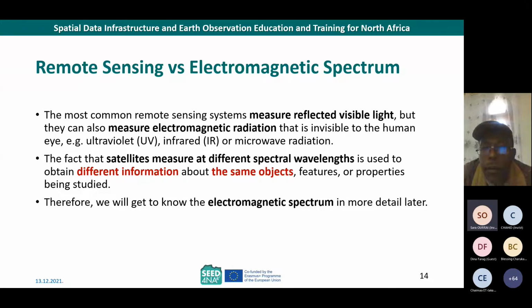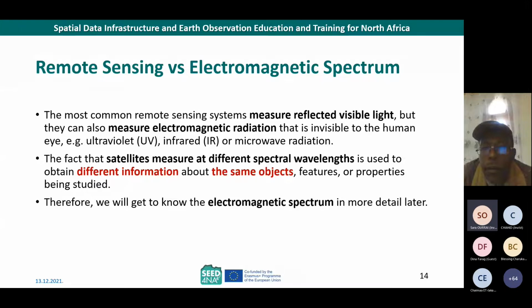The shortest are gamma rays, and the cosmic range, from the cosmos and from space, and including microwaves and broadcast radio waves. These are waves of a few hundred meters or bigger, because they can reach with their power much further than these shorter waves. So in the ultraviolet part of the spectrum, the effect that the satellite measures at different spectral wavelengths is used to obtain different information about the same object, features or properties being studied or analyzed.